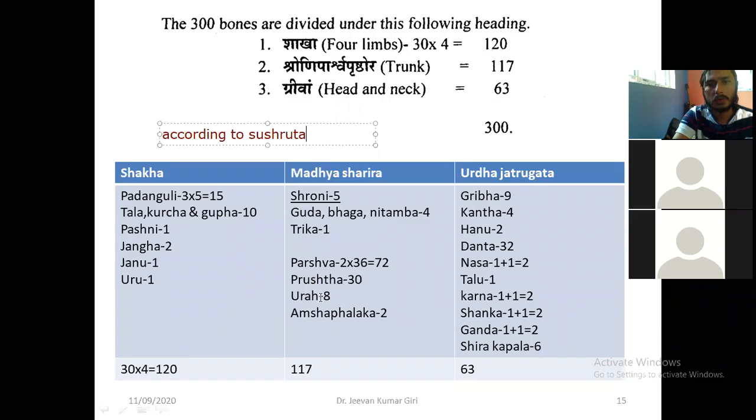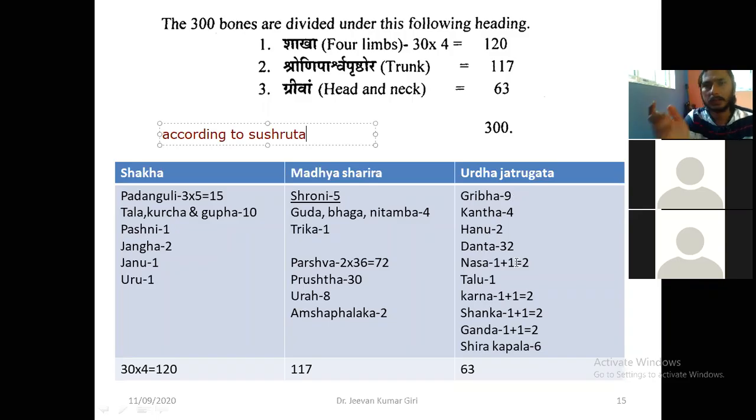Then Uru, that is the chest region. So there is 8. Here they have considered the segments of the sternum, and the clavicle here. Then the Amsha Falaka 2. So they have considered the scapula. Now Urdhva Jatruka, see here. Griva 9, Kantha 4, Hanu 2, Danta 32, Nasa 1 plus 1.